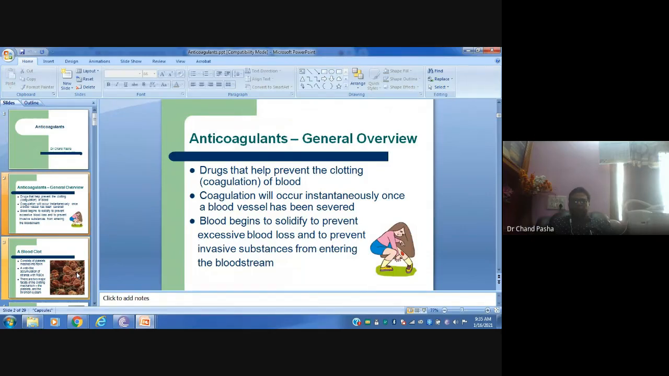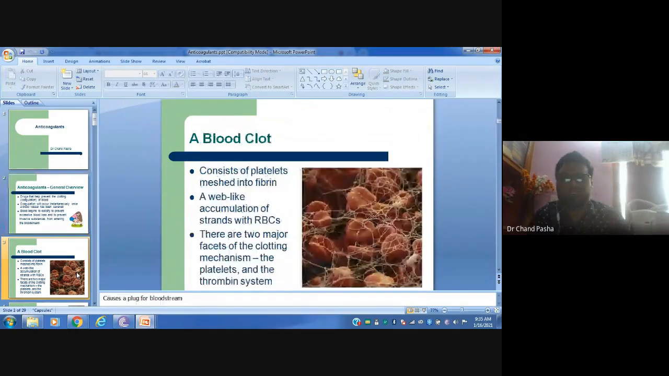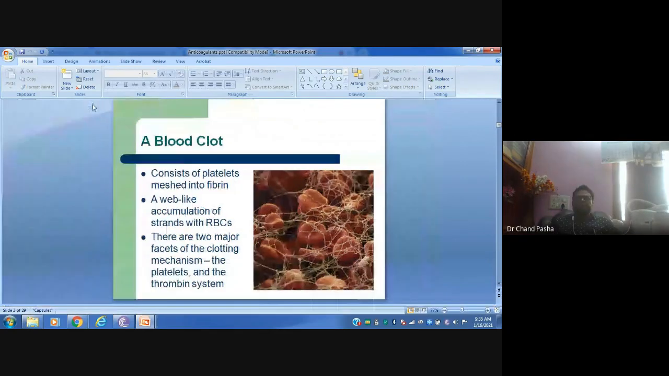So we are supposed to use anticoagulants. Basically, a blood clot consists of platelet cells meshed into fibrin. You can see the image here. A web-like, spider-like structure will be created in which the platelet cells as well as RBCs are trapped to make a clot. In fact, the fibrin mesh is created.